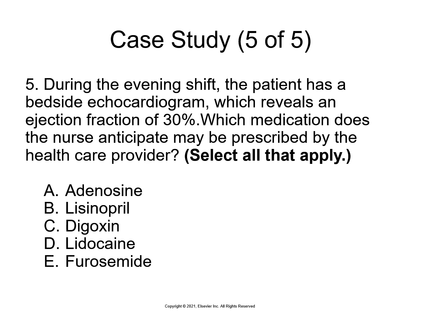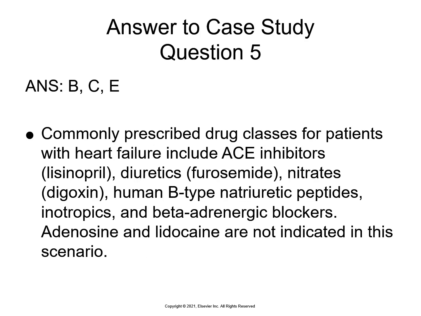So looking at these drugs, it's easy to pick them out. We do not need adenosine. We do not need lidocaine. So we need lisinopril, dig, and furosemide. Those are the three drugs that you would anticipate the patient would get. I think I cut myself off on the other one, but these are the drug classes commonly prescribed for patients with heart failure.